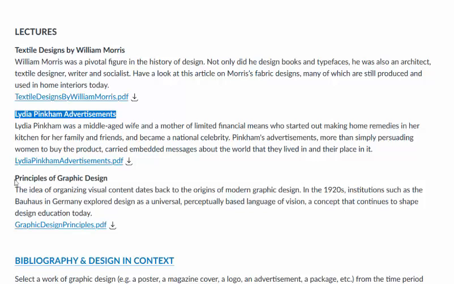The idea of organizing visual content dates back to the origins of modern graphic design. In the 1920s, institutions such as the Bauhaus in Germany explored design as a universal, perceptually based language of vision, a concept that continues to shape design education today.